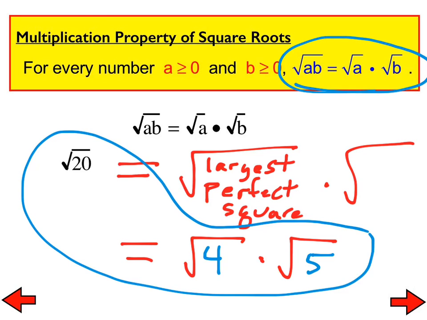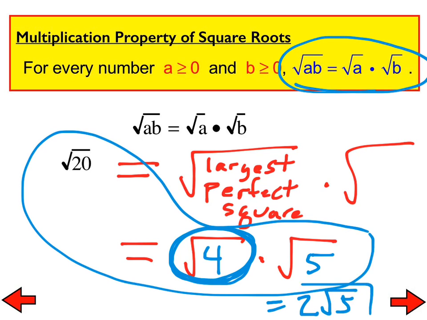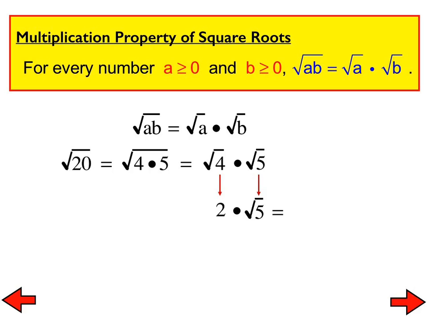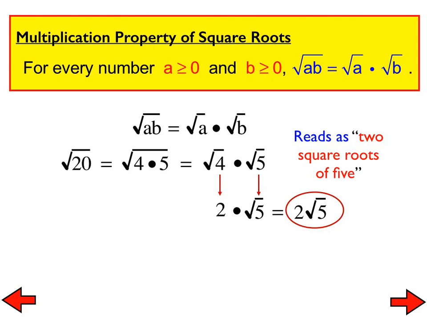But from there, I want to simplify this. The reason why I did this is because I can simplify this square root right here. By the way, what is the square root of 4? 2. So that means this simplifies into 2 times the square root of 5, or sometimes we phrase that as 2 square roots of 5. I'm going to take this off because I have it all done here, step by step. Same thing. And that becomes 2 square roots of 5, and we read that as 2 square roots of 5.